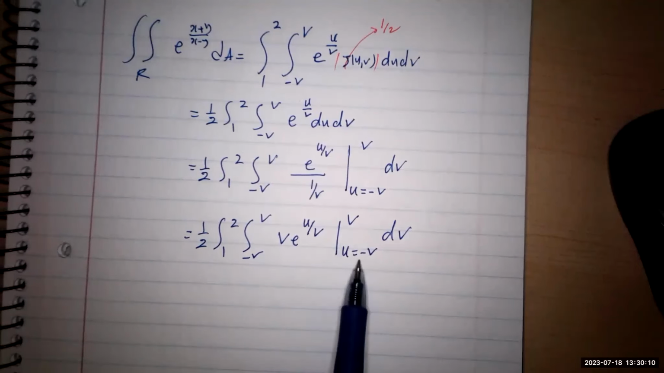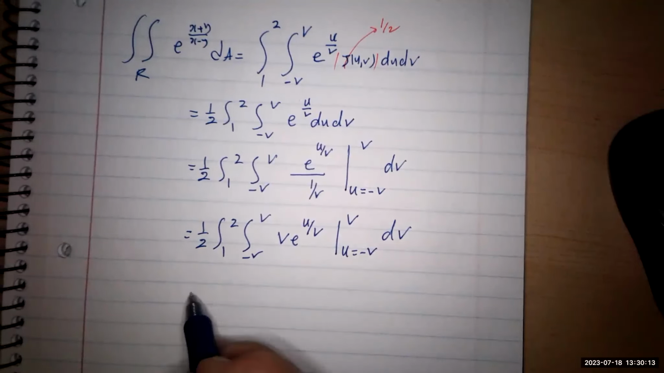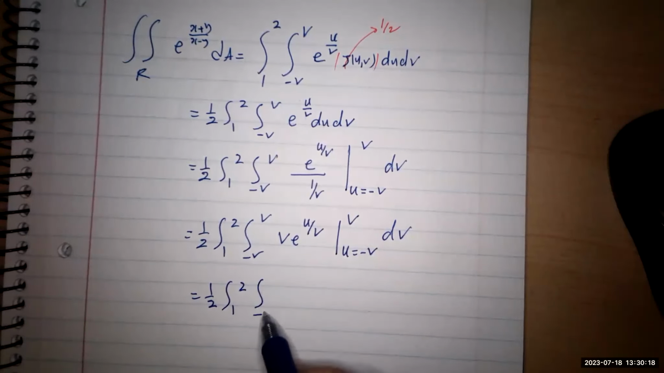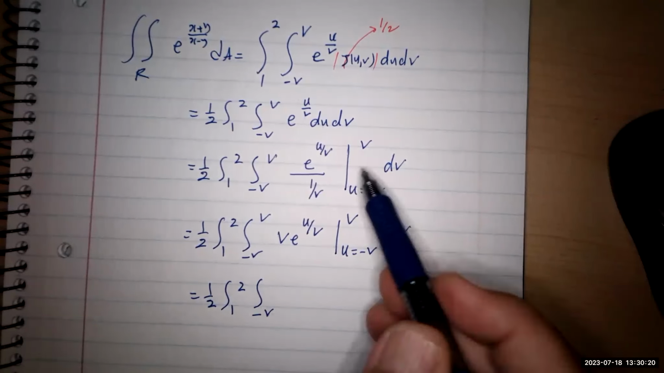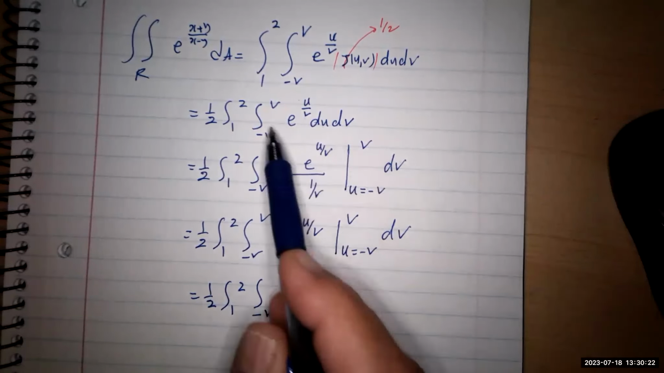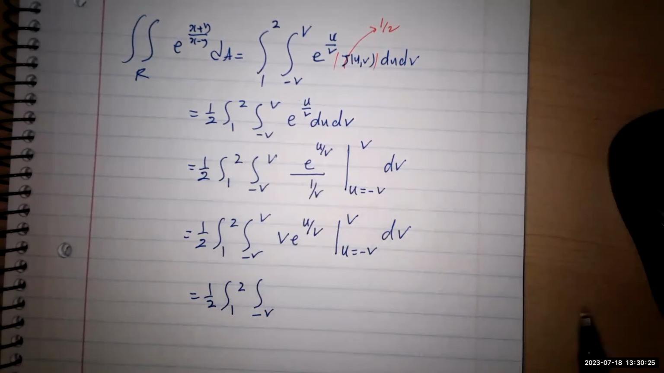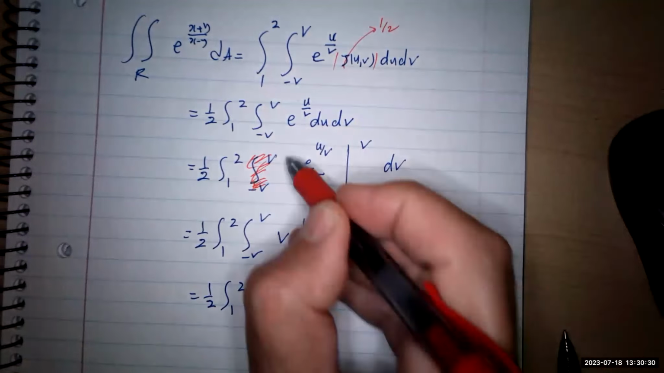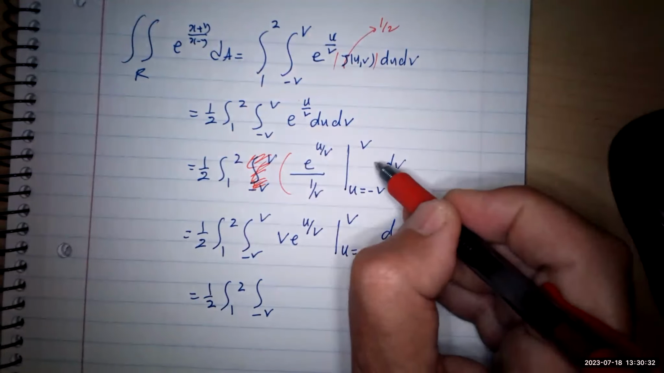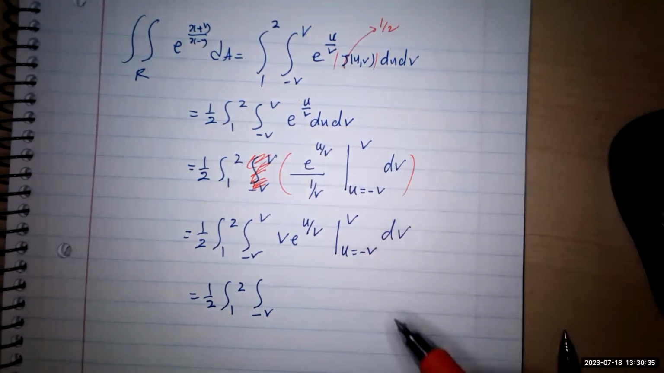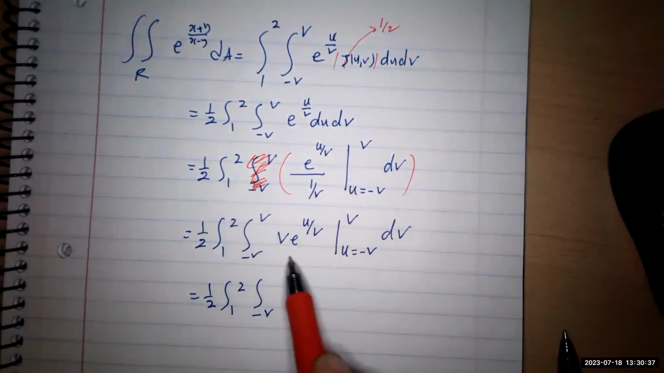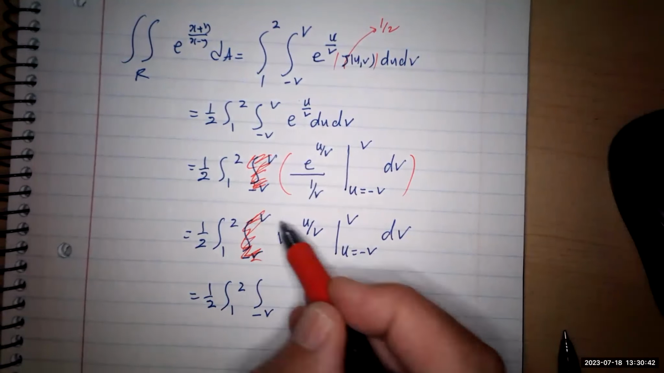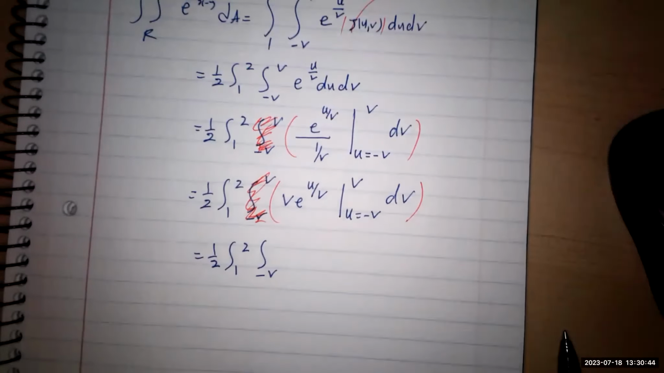Okay, substitute for u. So it's going to be 1/2 integral of 1 to 2, integral from negative... I made a mistake here. As soon as I integrate it, sorry, you don't need this one anymore because we're just integrating. Okay, this is it. We're just working on this number. We did the first part of the integration.